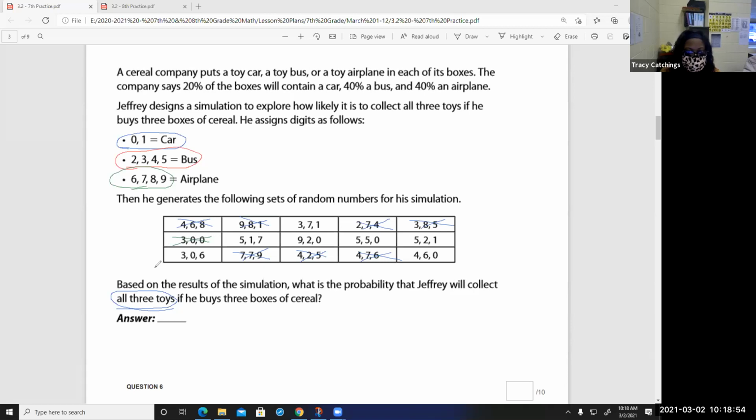Okay, 5, 5, 0. Good job. 5, 2, 1. That's it. All right, how many we got left? 5. How many total did we have? All right, somebody simplify 5 15ths. 1/3 as a decimal, 0.33. So 33%.